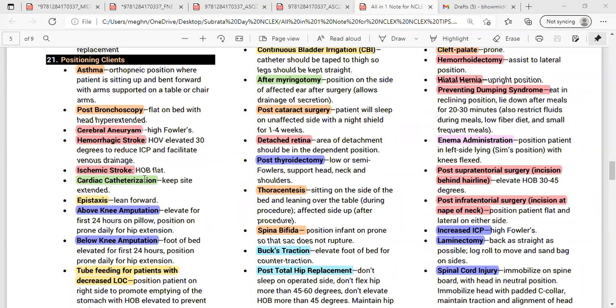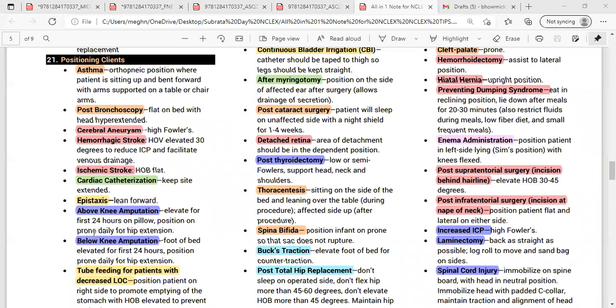If anybody has a nosebleed, it is called epistaxis. Lean forward. Above the knee amputation and below knee amputation, a common question the NCLEX board asks. Above the knee amputation, it is good to elevate for the first 24 hours on a pillow.